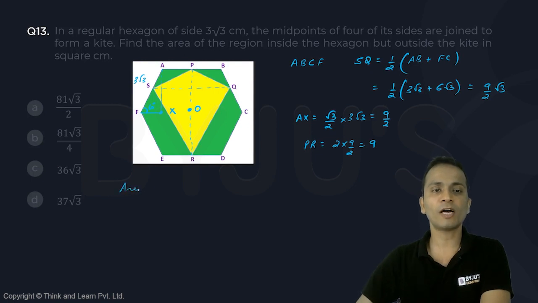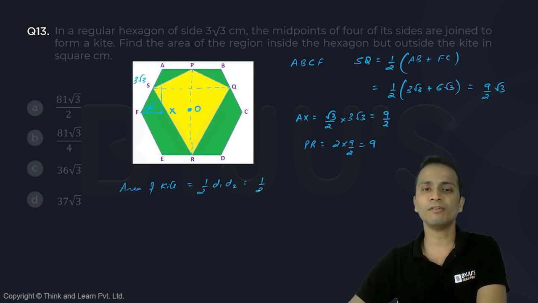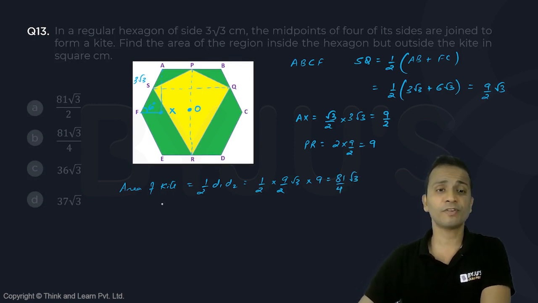So area of kite is half d1 d2, okay, and that is equal to half multiplied by 9 upon 2 root 3 multiplied by 9, and that is equal to 81 upon 4 root 3. So this is the area of the kite.